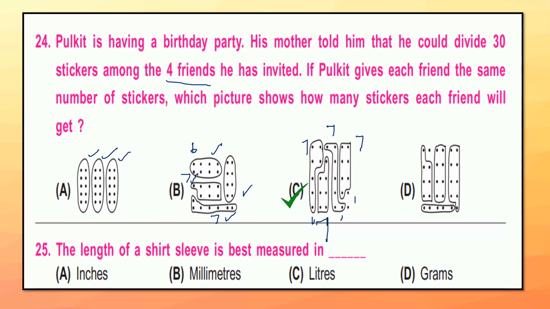Question number 25. The length of a shirt sleeve is best measured in dash. Option A, inches. Option B, millimeters. Option C, liters. Option D, grams. The correct answer is inches. The sleeve of a shirt is measured in inches.